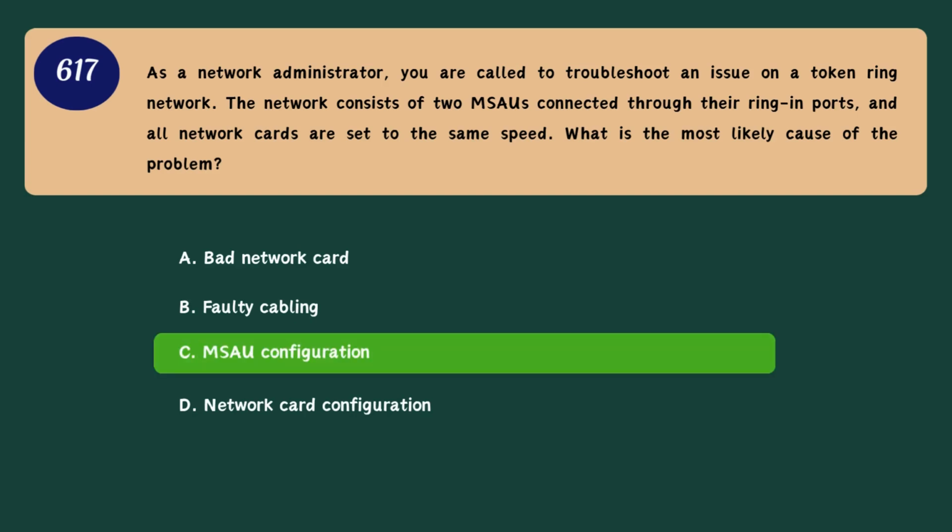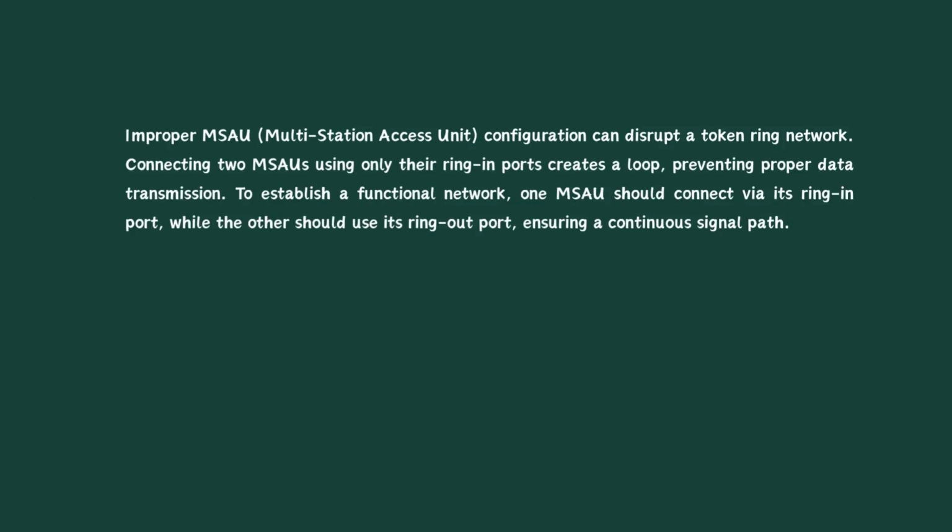Correct answer. C. MSAU configuration. Improper MSAU, multi-station access unit, configuration can disrupt a token ring network. Connecting two MSAUs using only their ring-in ports creates a loop, preventing proper data transmission. To establish a functional network, one MSAU should connect via its ring-in port, while the other should use its ring-out port, ensuring a continuous signal path.